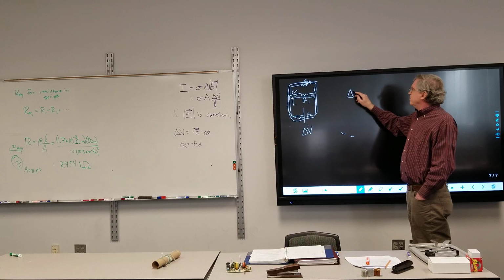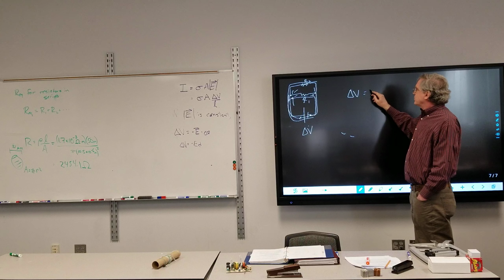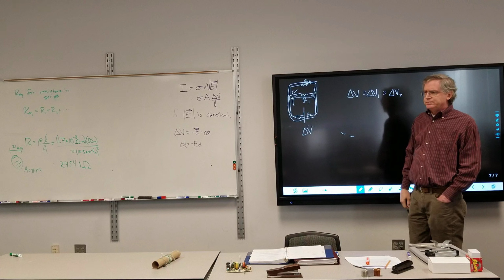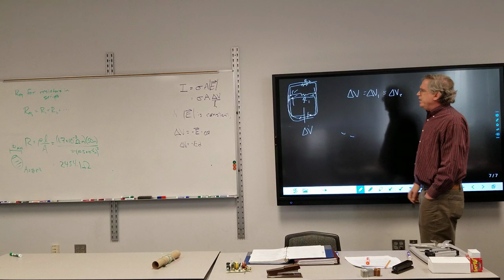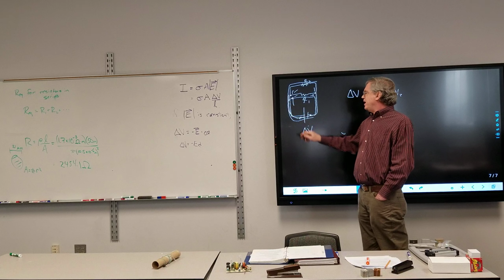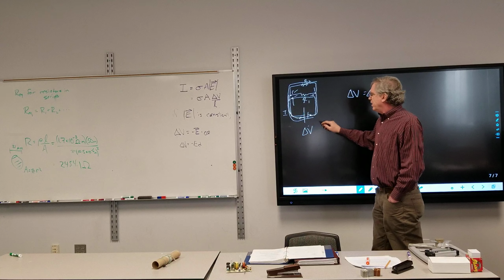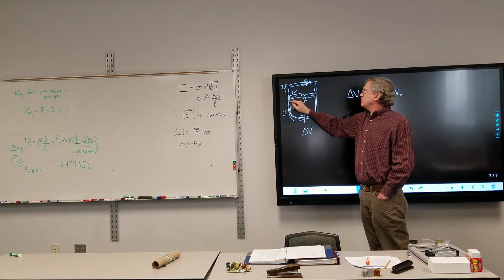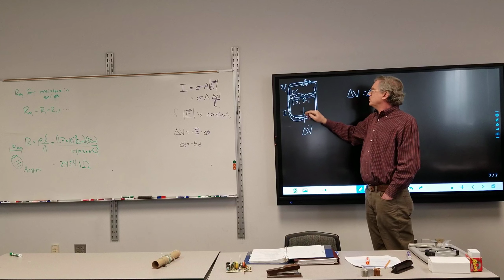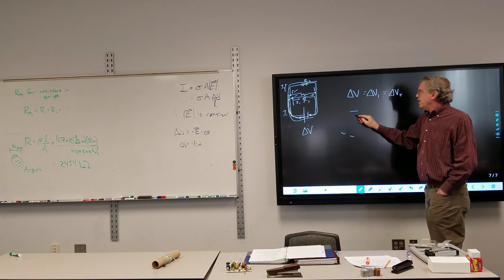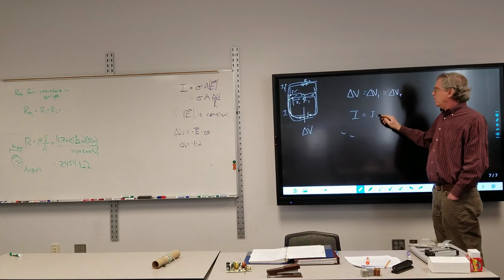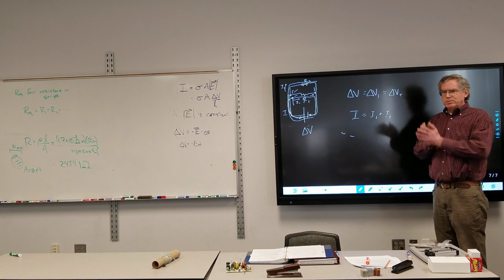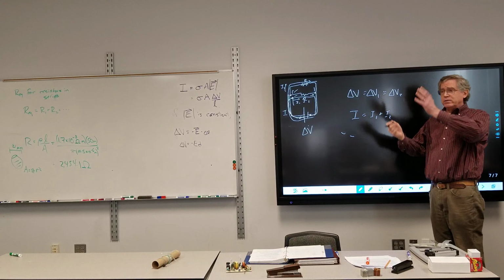So I know whatever delta V is, that's going to be delta V for resistor one, which is the same as the delta V for resistor two. I also know that I'm going to have some current flowing out of my power supply, but it splits, and I'm going to have a certain amount of current flowing up here, that's I2, a certain amount of current flowing this way, which is I1. So I know that my current coming out of the power supply is just I1 plus I2, because the charge is going to go one way or the other.